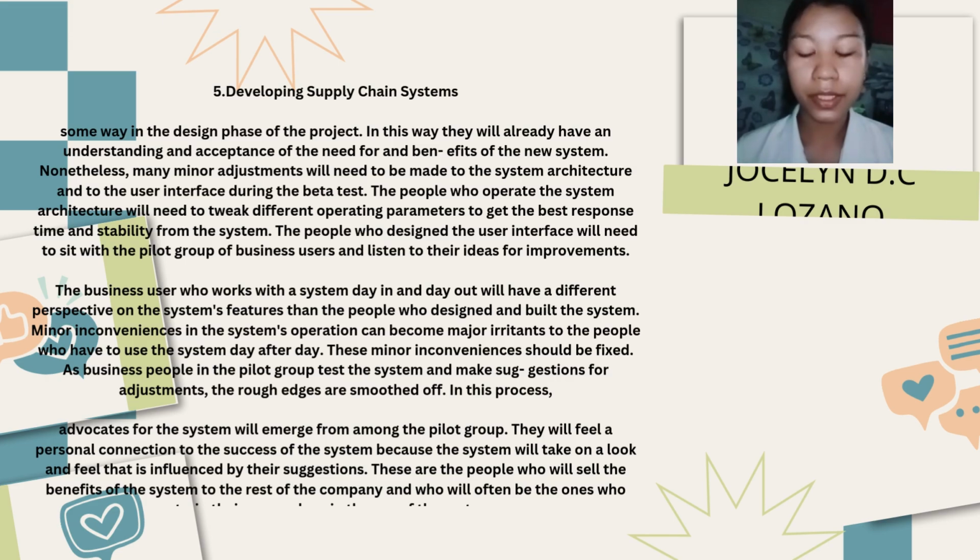And for the last, number five, developing the supply chain system. Somewhere in the design phase of the project, business users are involved. In this way, they will already have an understanding and acceptance of the need and benefits of the new system. Nonetheless, minor adjustments will need to be made to the system architecture and to the user interface during the beta test.